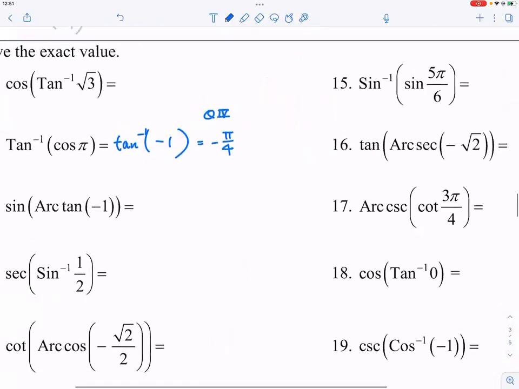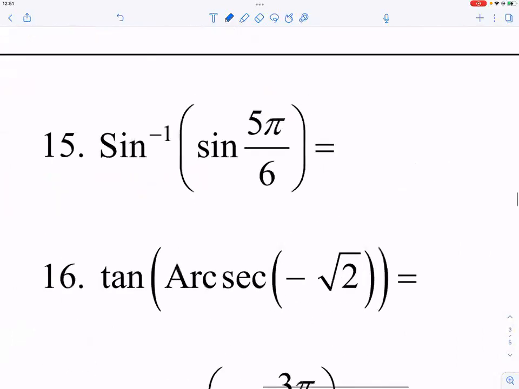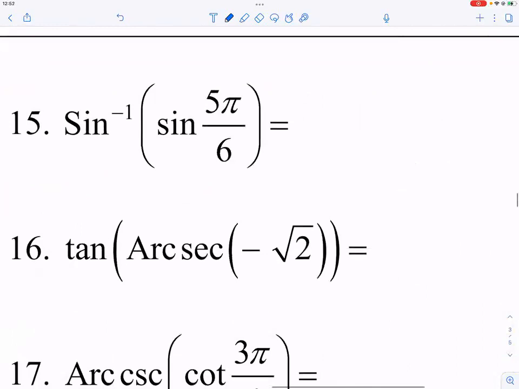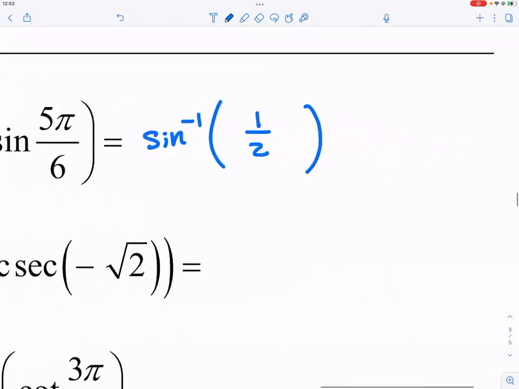I'm going to skip to number 15. Now for 15, just do it step by step. Figure out the inside first, and I'll tell you why. What is sine of 5 pi over 6? Sine of 5 pi over 6 is 1/2. And inverse sine of 1/2 will be a quadrant 1 angle. And this will be pi over 6.